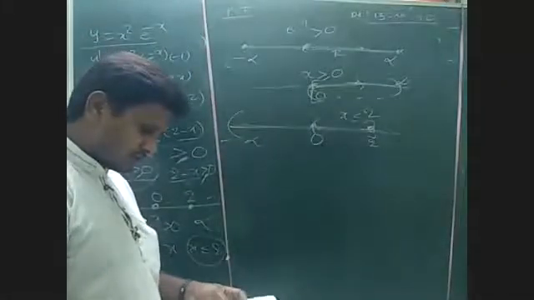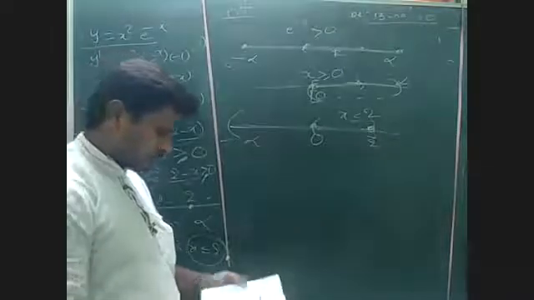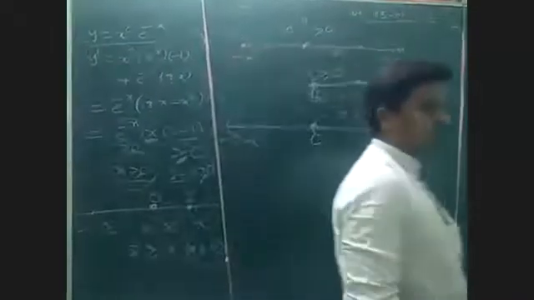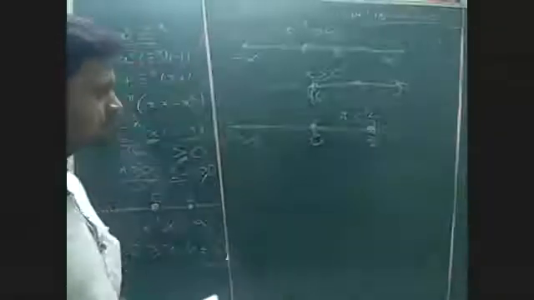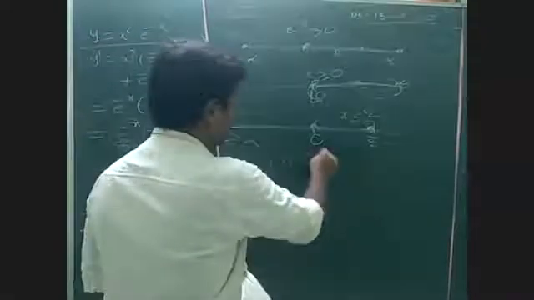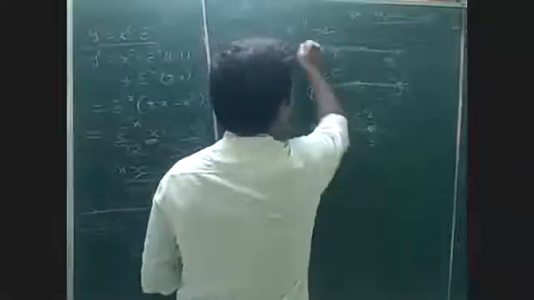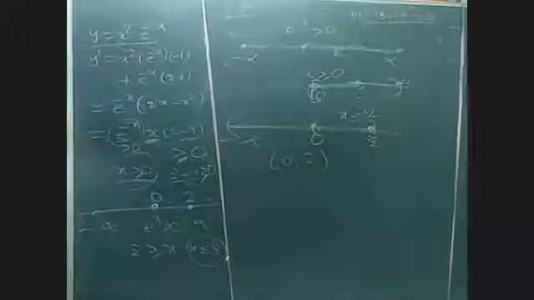What is the option that will be right? So 0 to 2 means the fourth option will be right. 0 to 2 is the only common region for all these three functions.